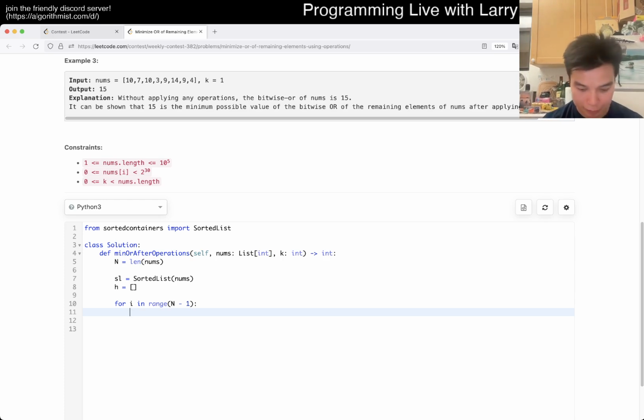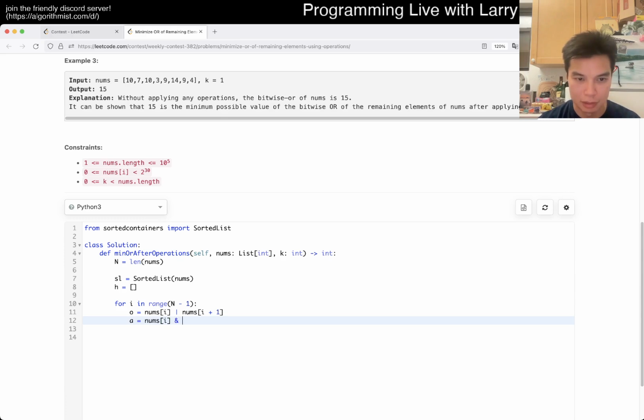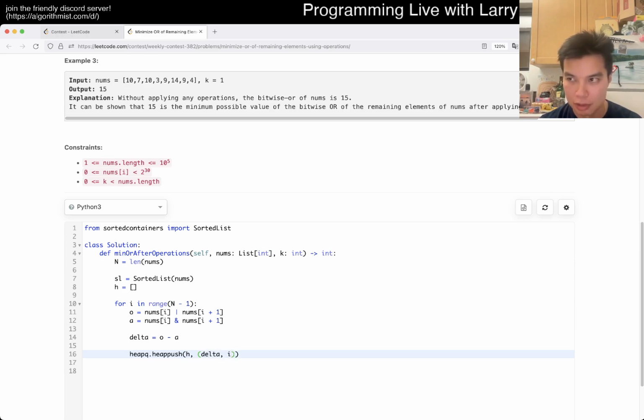Okay, so that is terrible. So o is equal to nums of i or nums of i plus 1, and a is going to be nums of i and nums of i plus 1, and then delta is going to be o minus a. Okay, and by definition there shouldn't be any spillover, right? And here we heap push, and we want a max heap. So we have the delta, we have i. Is that good enough? Yeah, okay, maybe it is.